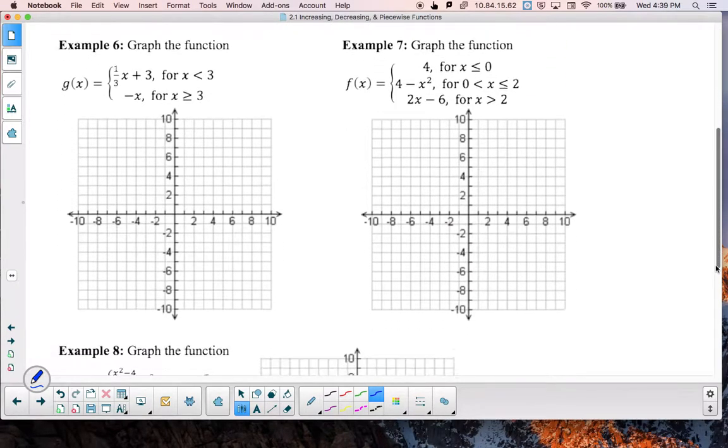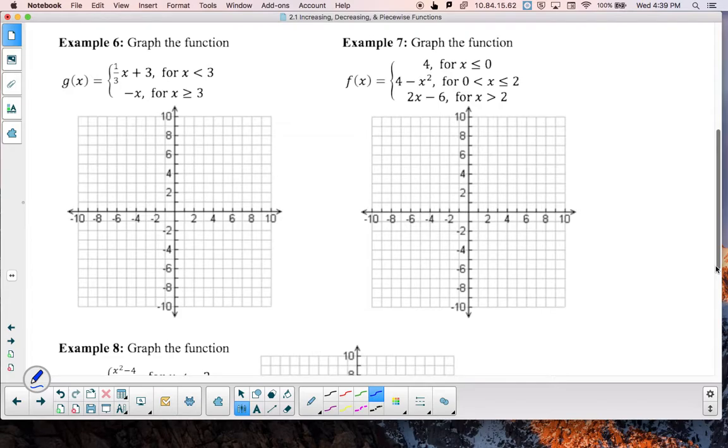And so when it comes to graphing piecewise functions, we want to see what our function is at that sort of breaking point. So for example 6 with g of x, we want to see what our top equation is at x equals 3, and then also what our bottom equation is at x equals 3, and then graph from there. And so for example 6 with g of x, both of these are lines, and we know that once we have a point, we can then use our slope to determine the rest of the line.